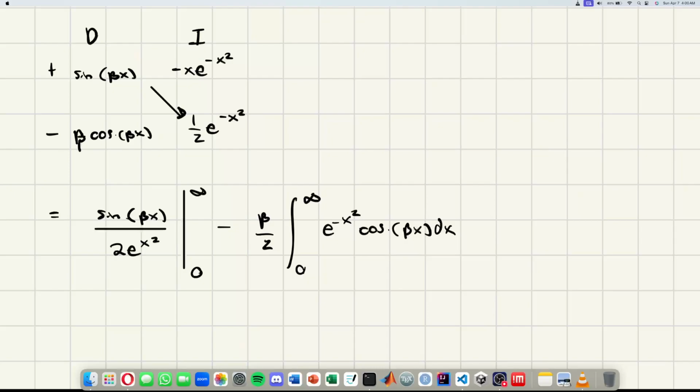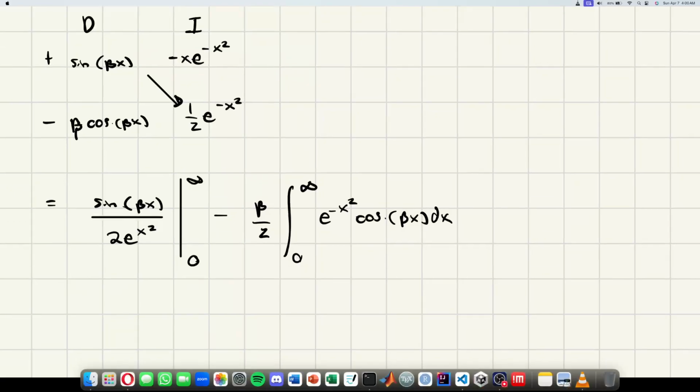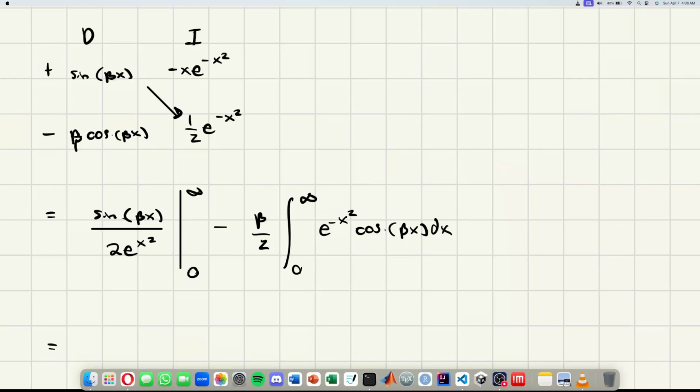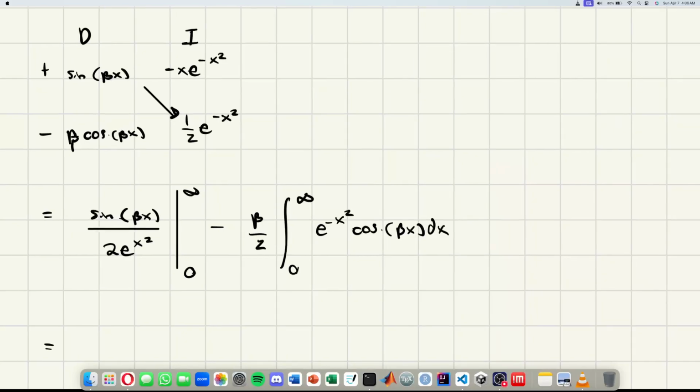Or in this case, we can plug in 0 and then evaluate the behavior at infinity using a limit. I'm not going to specifically specify the limit notation, but you can get the idea. So I know that e to the x squared is going to grow and grow and grow, but because that denominator is going to get really large, it's going to tend to 0. So this is just going to be equal to 0. And then we have minus beta over 2.